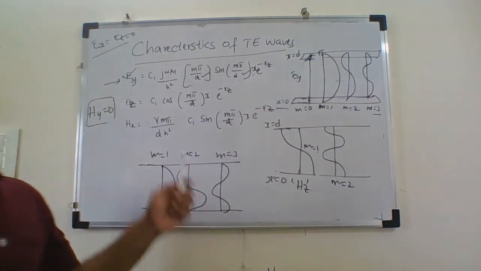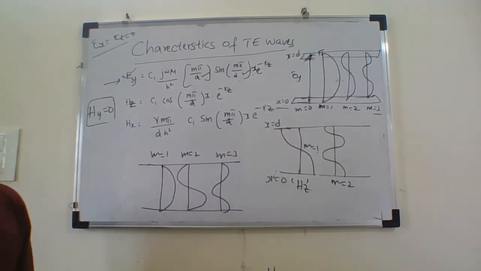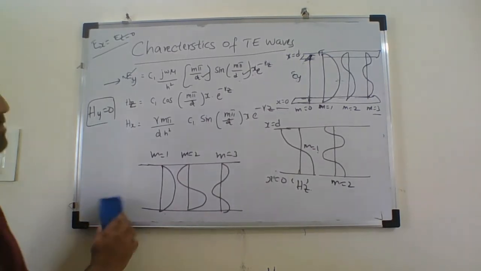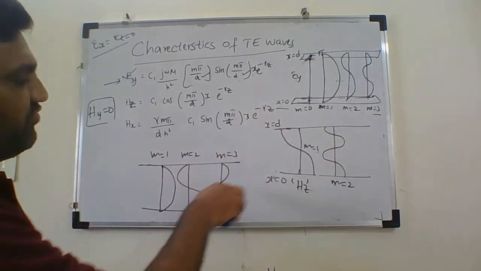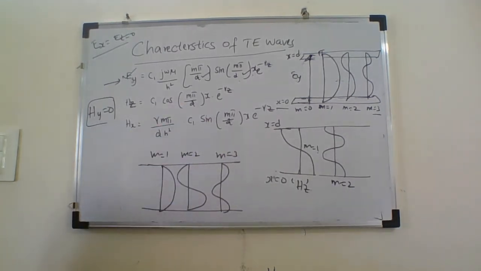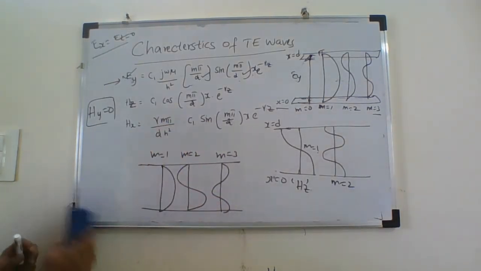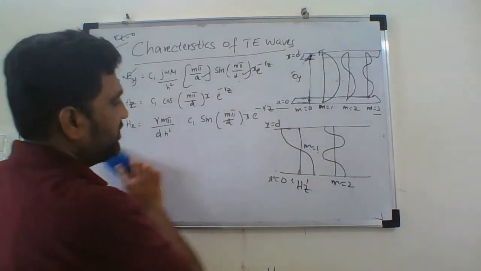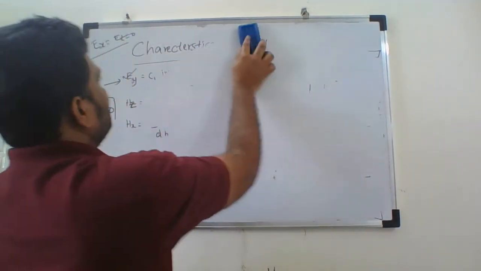So, clear with this? This is the first characteristic we have: the field patterns, the visualization of the field as a variation of x. I think this is clear. Now let us go to the next.